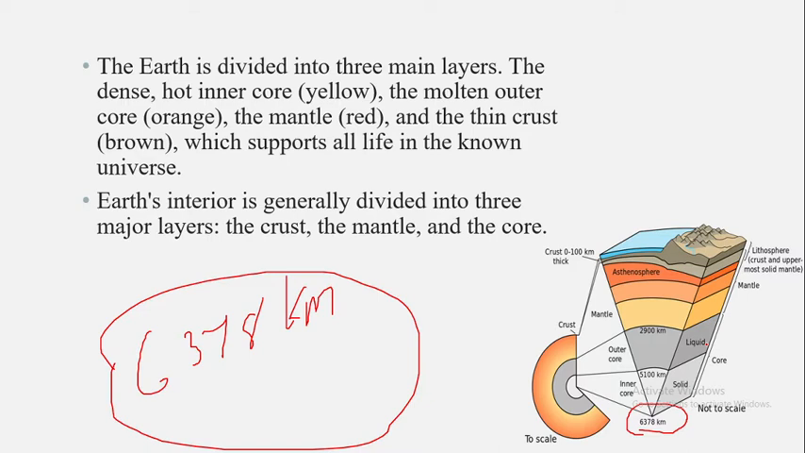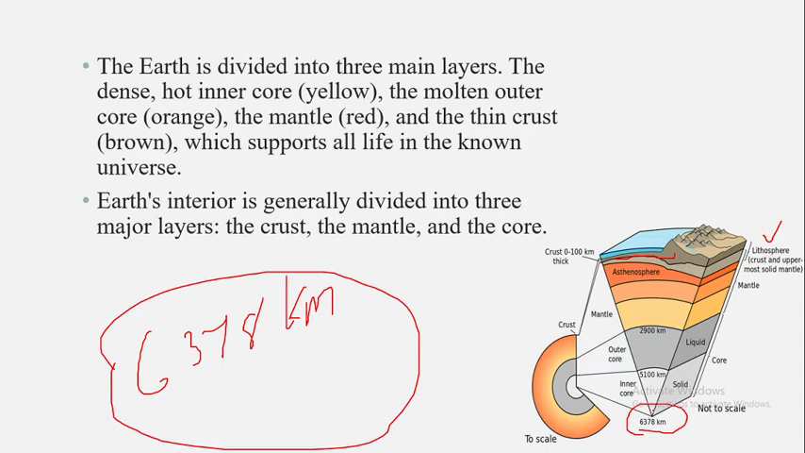Here is an image you can see. This will be the crust region. Below the crust there is a layer known as the asthenosphere. We will be discussing in detail what the asthenosphere is. Then here you see this is the lithosphere. As we have already learned, the lithosphere is the layer composed of various rocks or solid matter.